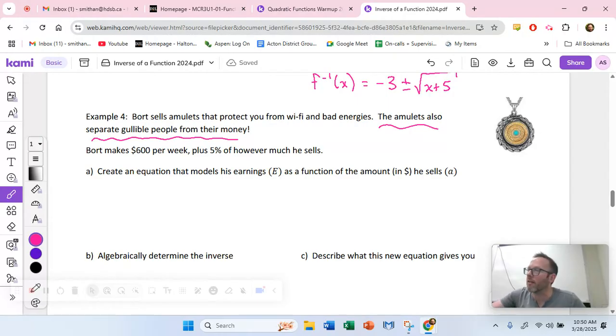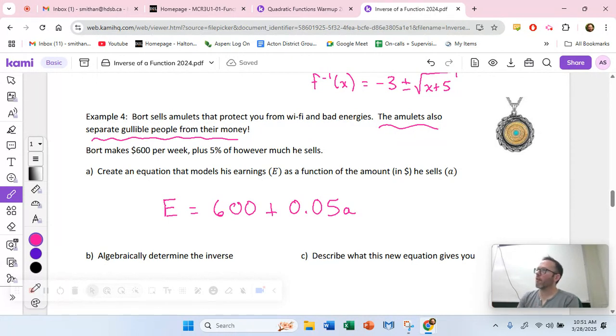Let's say Bort is selling his amulets. He makes $600 a week, no matter how much he sells, and then he makes 5% of however much he sells. This is something that would be lifted right out of EQAO, except they would be more diplomatic and he'd be selling furniture or something. To get an equation that models Bort's earnings, it's pretty straightforward. He gets $600 and he gets 5% of what he sells. To get 5% of a number, you multiply by 0.05. And we're saying the amount he sells is a little a. A little s looks too much like my 5s, so I avoid that when I can.